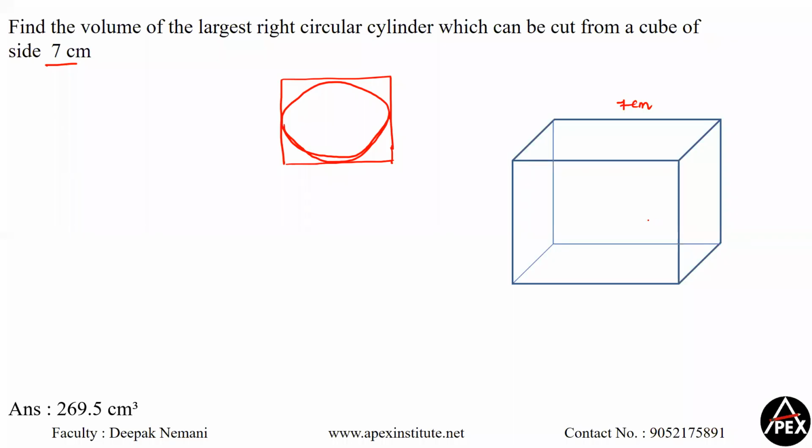Yes or no? Quick responses. When will you have maximum cross section area? When the side of the square is equal to the diameter of the circle. Okay, so the diameter of the cylinder should be equal to 7 centimeters. So the radius will be equal to 7/2 centimeters.